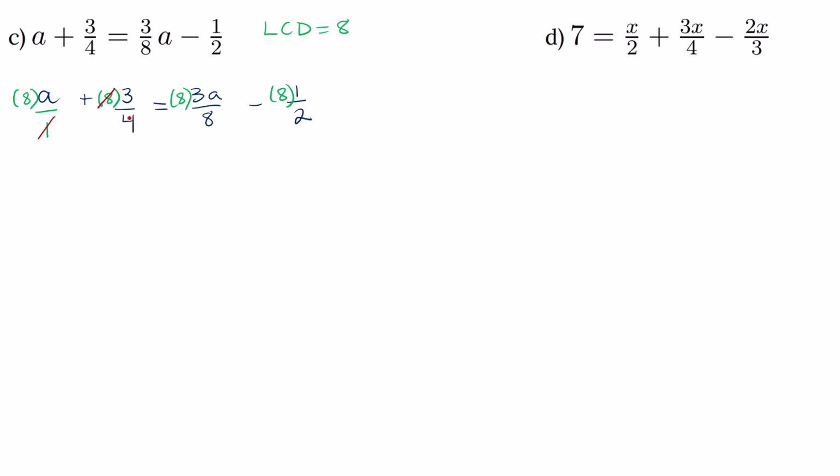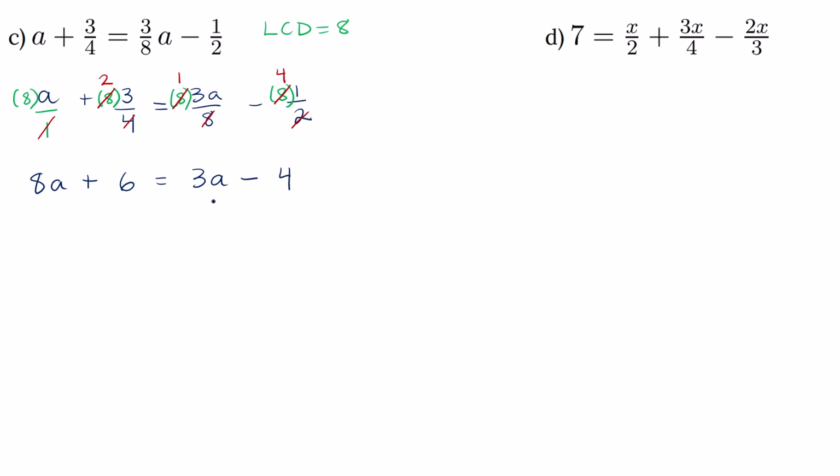8 divided by 4 is 2. 8 divided by 8 comes out to 1. And 8 divided by 2 is going to be 4. Now we can write this as a more simplified equation. 8 multiplied by a is 8a, plus 2 multiplied by 3 is 6. 1 multiplied by 3a is 3a, and take away 4 times 1 is 4.